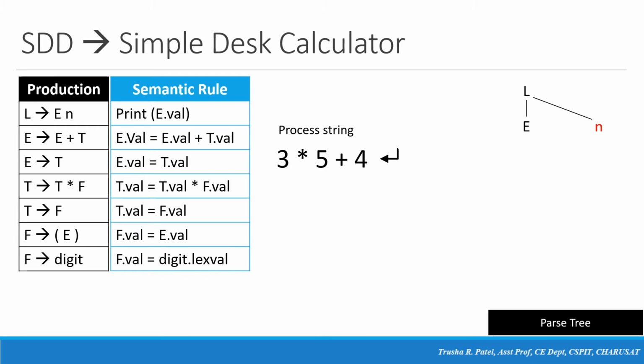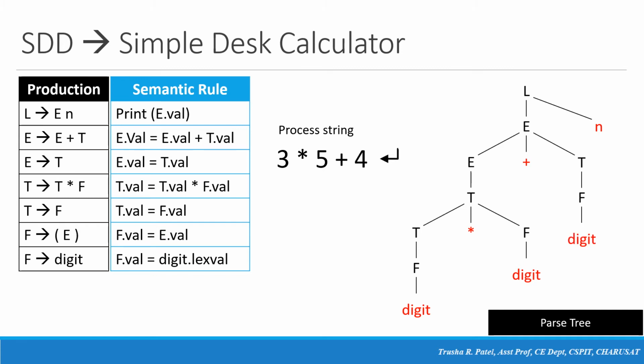Depending on what we require, we'll be replacing E with the first production, that is E gives E plus T. Now here E will again be replaced with T. T will be replaced with T multiplied by F, then T replaced with F, and F will be replaced with digit. Next F will be replaced with digit, and here T replaced with F and F replaced with digit. So this is the parse tree for the string which we would like to process.